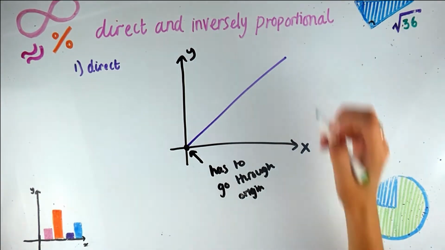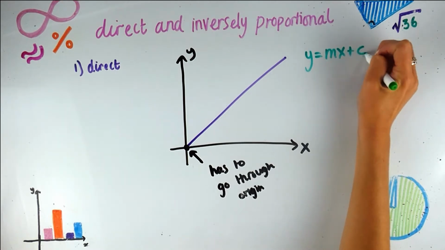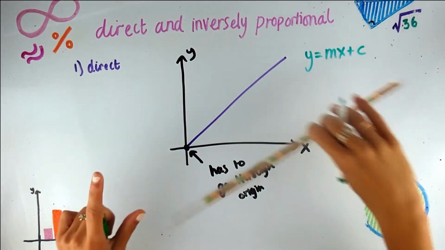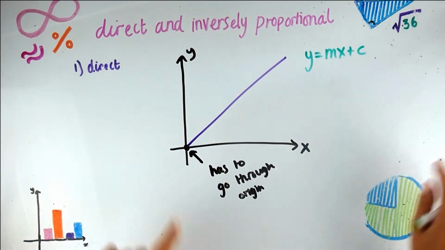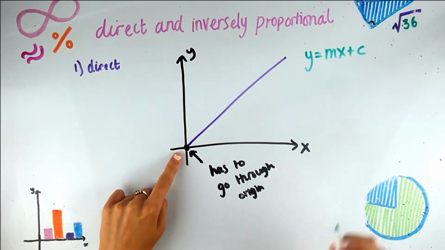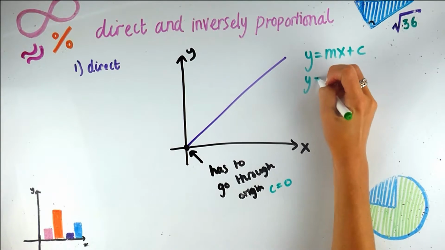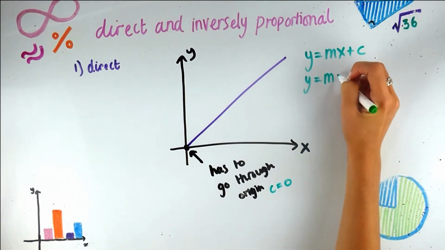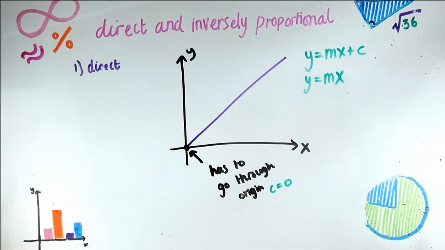So first thing to note is, we know the equation of a line is y = mx + c. But we're looking at this line specifically, or lines like this, any line that goes through the origin. And going through the origin means it crosses the y-axis at 0. So that means c is 0. So things that are directly proportional have the form, so the equation of the line is y = mx.